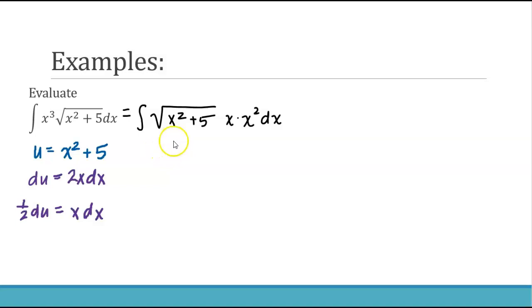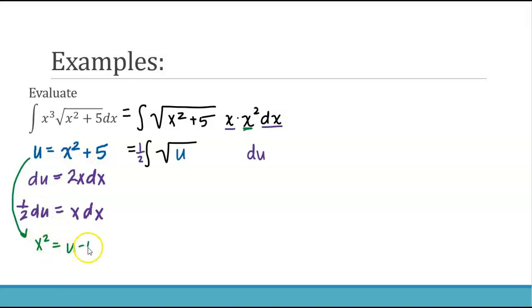So now what I have as of right now is the integral of the square root of u, and then I can replace the x and the dx with a 1/2 du, so I can put the 1/2 right there in front. I could put the du in back, but nothing right now replaces my x squared. However, we can solve the original u for x squared. So x squared is equal to u minus 5.